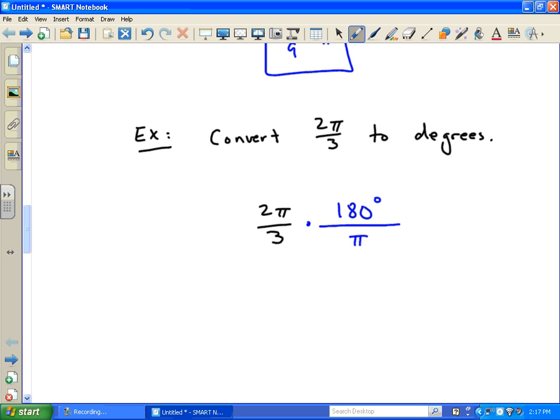A lot of the time, your original radian measure is going to have a pi in it. It does not have to, but in this case, because the original had a pi in it and you're dividing by a pi, those cancel out. 2 times 180 is 360. Make sure you keep those degree units, divided by 3. And then 360 divided by 3 is 120 degrees.